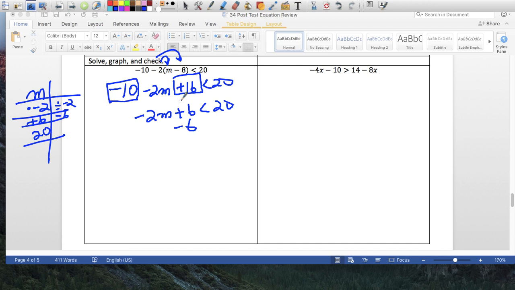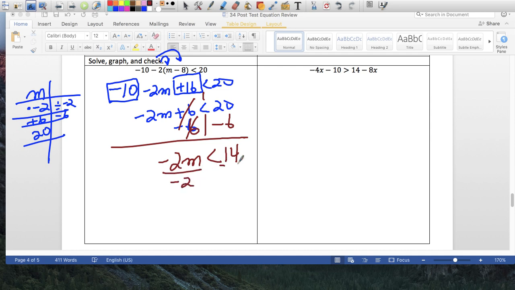So we're going to do minus 6. Let me change colors here. Minus 6. Minus 6. So these two become 0. Negative 2m comes down. Less than 20 minus 6 is 14. Now I have to divide by negative 2. Divide both sides by negative 2. Remember, when you divide both sides by a negative number in an inequality, you must flip the sign. So negative 2 divided by negative 2 becomes positive, and I get m left over. The sign's going to switch, and 14 divided by negative 2 is negative 7.